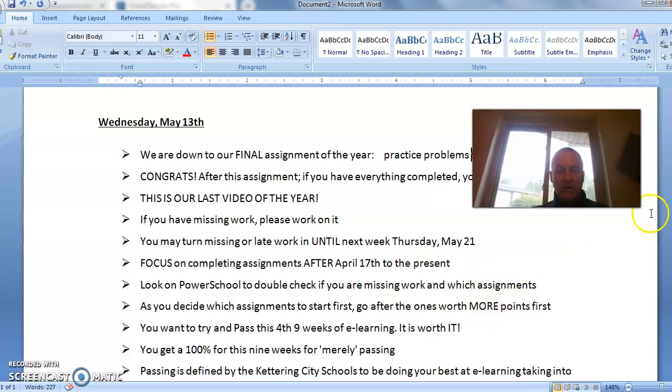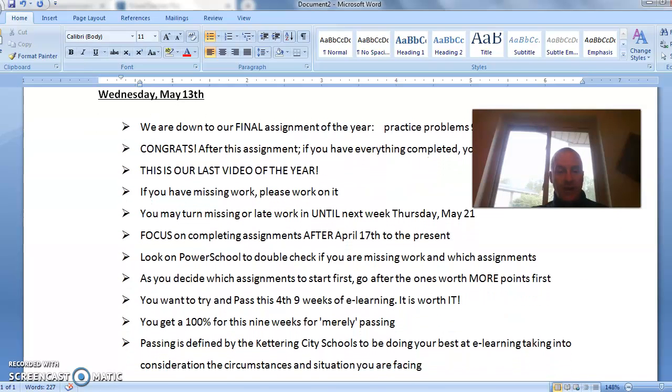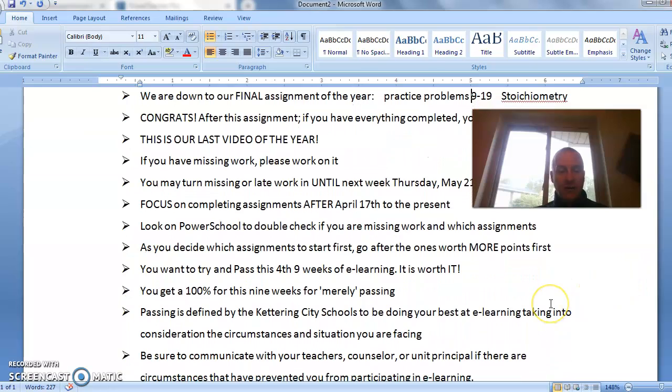PowerSchool is where you look to find out which ones you're missing. And when you're trying to decide, if you're swamped right now and you're like, oh my gosh, I can't do this, then focus on the assignments that are worth more points first. Go after the ones that are worth 30 points, 25 points, 20 points. Focus on those assignments first. Getting the big point assignments out of the way will give you a much higher opportunity to pass this e-learning, and it is worth it.